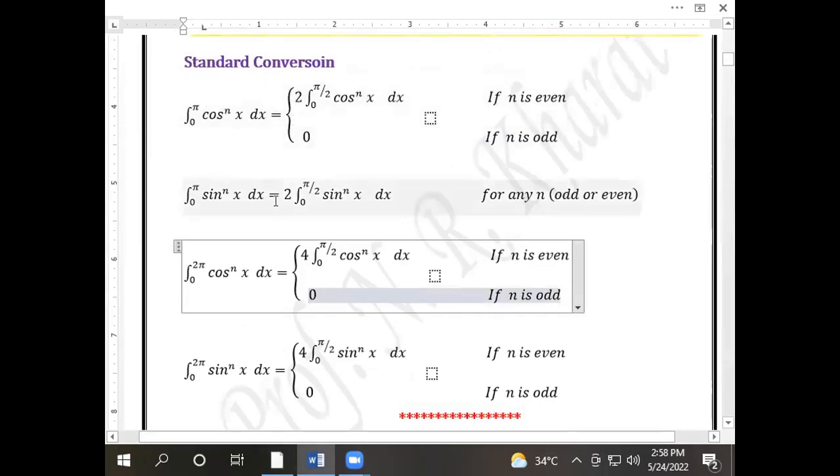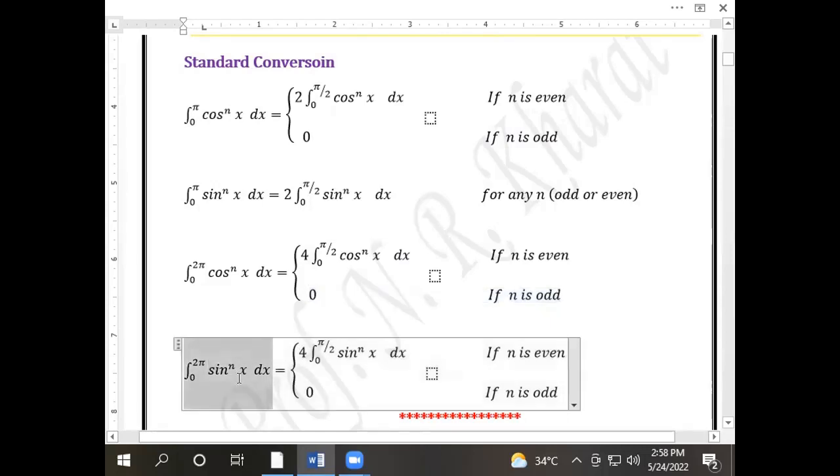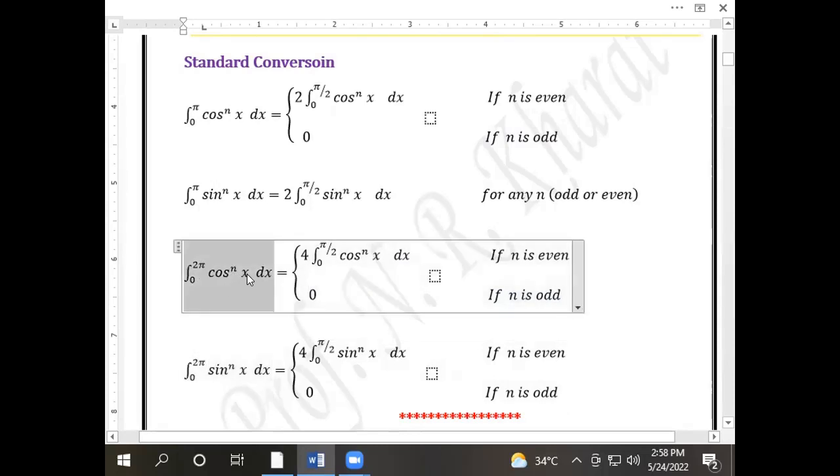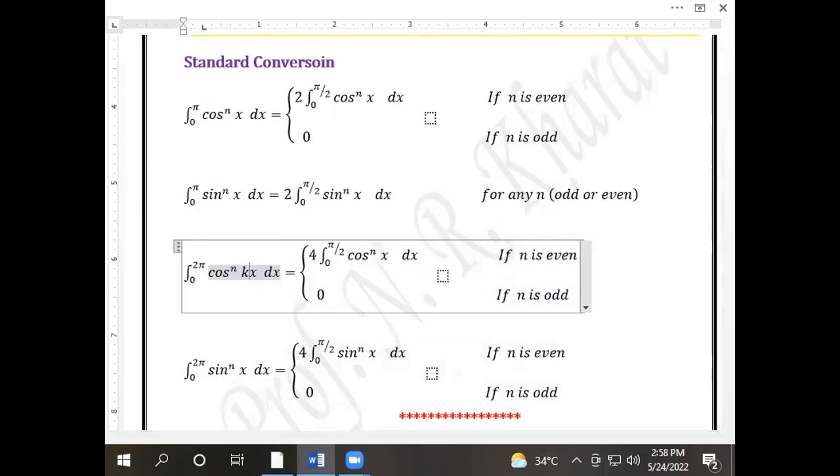So these are the 4 different standard conversions of the reduction formulae. It depends on the limit of your integration. The most important note is that the argument, or we say the theta or the value present inside your sine or cosine, the coefficient of this x is always 1. Means here there is no constant multiplied to your x. Means the x whose coefficient is 1.